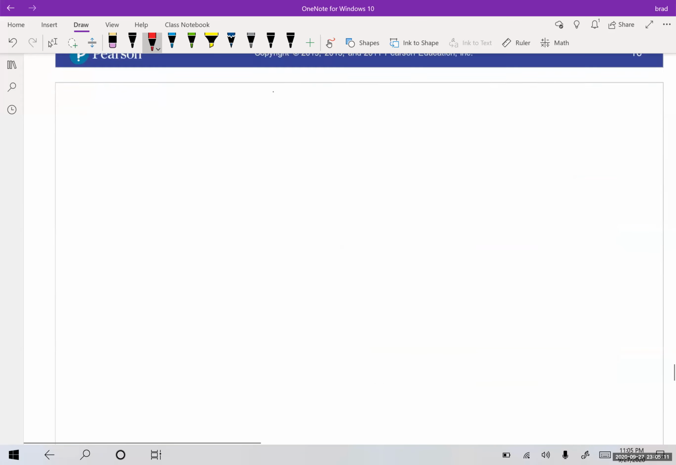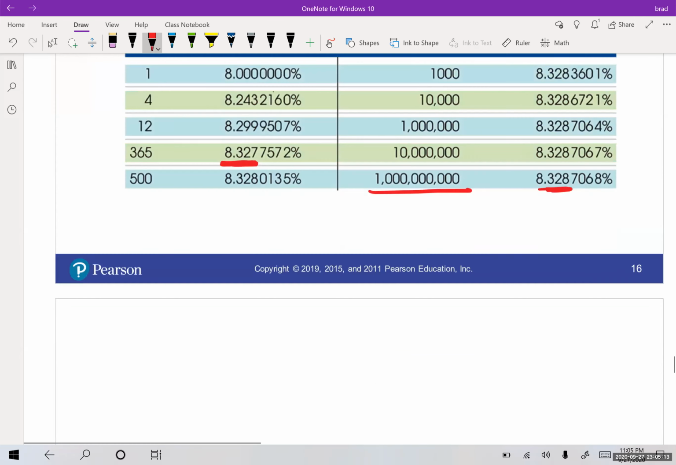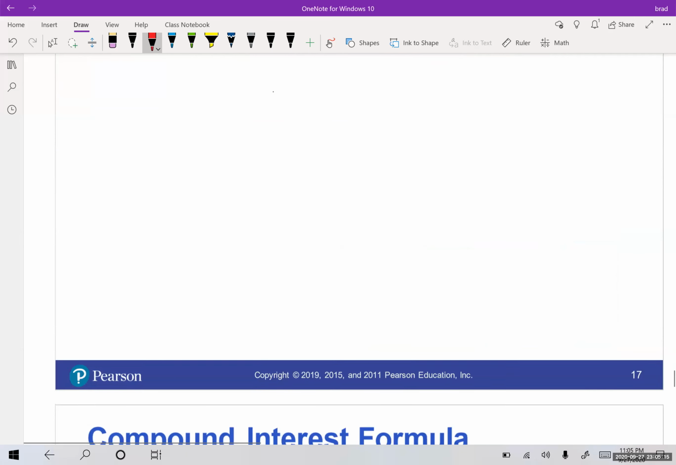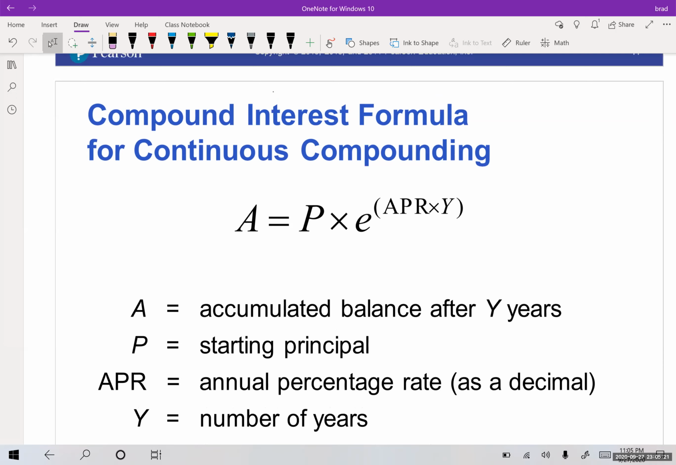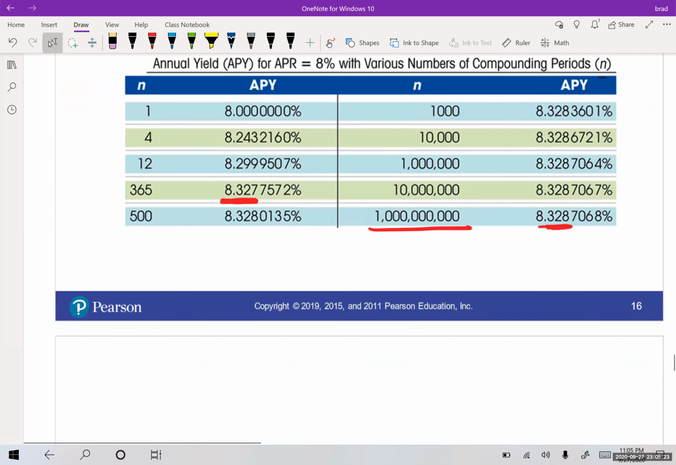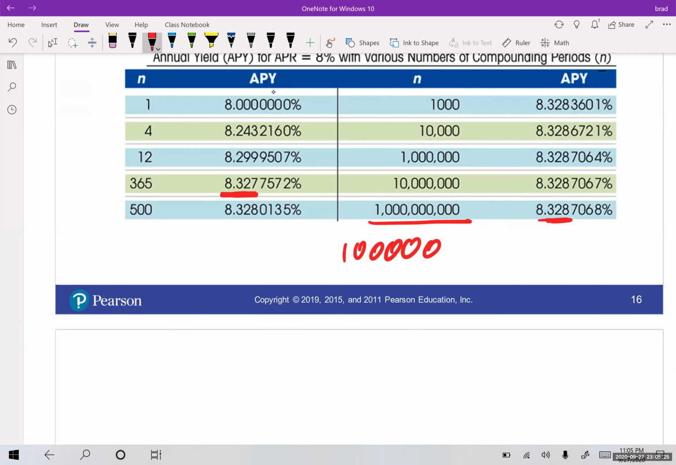Okay, so again, that's what this table just wants to demonstrate to you, that if you do it enough times, we run into something called the compound interest formula for continuous compounding. So imagine we could just keep going with this table. We could do 100 billion, or we could just keep going and make a bunch of zeros, and it's still going to be around 8.328 and some change, right? Notice it didn't even change much.